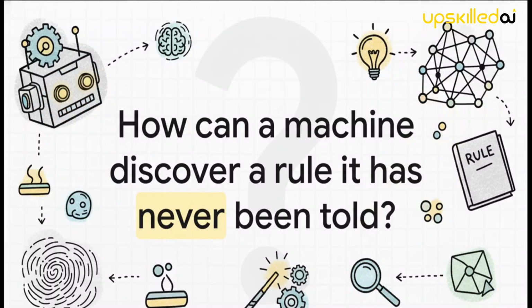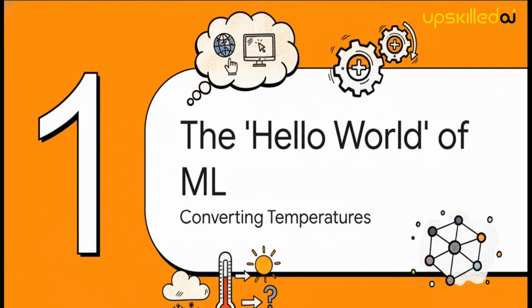And that, right there, is the million-dollar question we're tackling. How in the world can a machine discover a rule that we never actually gave it? I know, it kind of feels like magic, doesn't it? But stick with me. I promise. It's not magic. It's just some really, really clever logic. So let's get our hands dirty and see this in action.